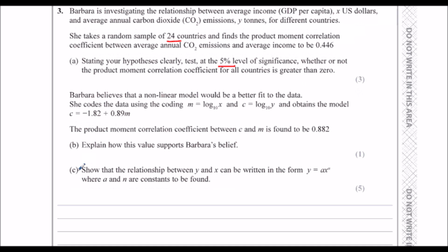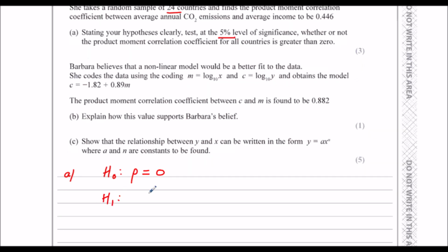So our hypotheses. H0, the null hypothesis, is going to be that the relationship, so it's for the population, so I'm going to use a rho, is 0. So our null hypothesis is that the PMCC, the product moment correlation coefficient, is 0. There's no correlation. Our alternative hypothesis is going to be that it is positive. It is greater than 0. There is a positive correlation.